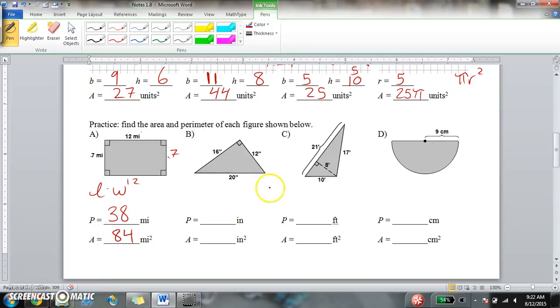This next one, for the triangle, to find the perimeter, add up the 3 sides, 16, 12, and 20. When you do that, you should get 48.